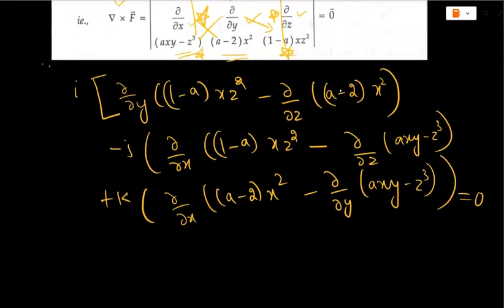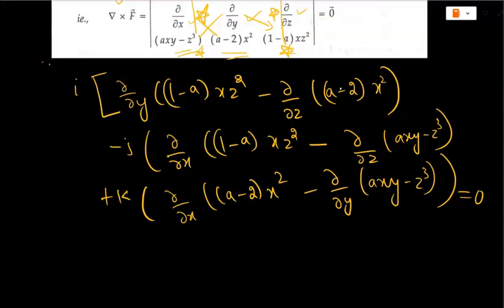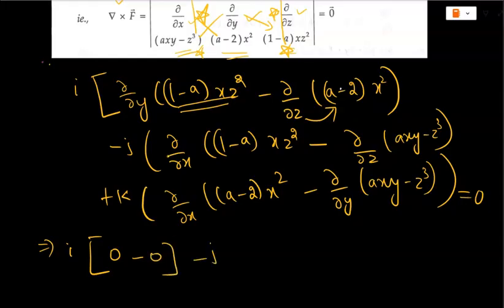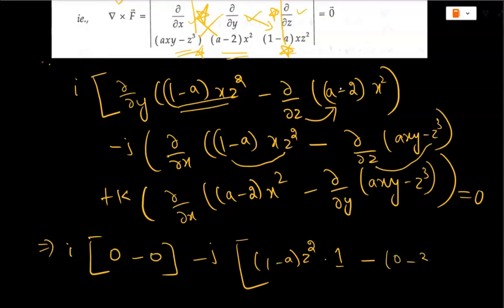When you see the first term with respect to y, there is no y term here, everything is a constant. So i into the first term will become 0. Minus del by del z of, and there is no z term, so here also it's 0. Minus j into, let's see what happens to the next term: 1 minus a into x into z square. 1 minus a z square is just a constant, x differentiation is 1, minus del by del z of axy, differentiation is 0, minus 3z square. Second term is also there.